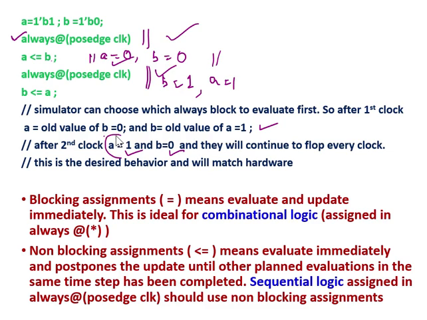Again it depends on the simulator whether it executes this block first or that block first, but if you implement this code in your simulator, you will get this flopping, meaning the bit will continue to flop every clock. So this is also the desired behavior of the real hardware. You will get 1 0 1 0 1 0 1 0 like this.